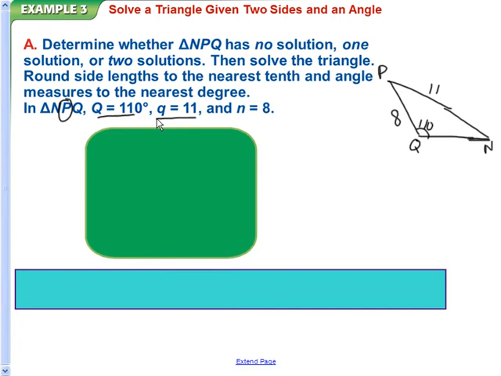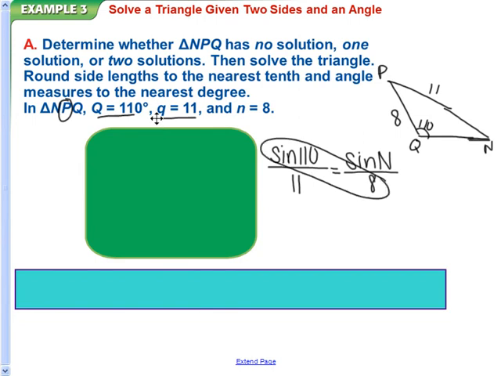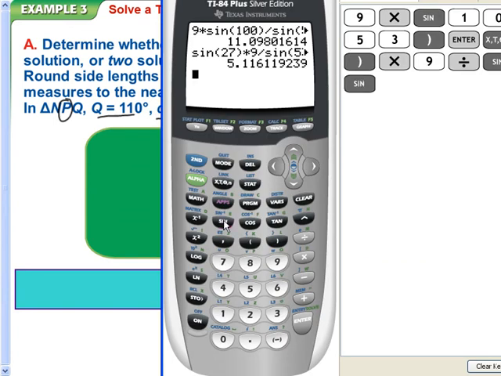So now we need to solve this. So we can say sine of 110 is related to its side, which was 11, in the same way that we know side 8 and N are related to that. So sine of N is related to 8. Okay, here we're going to cross multiply and divide. So sine of 110 times 8, and then divide that by 11.